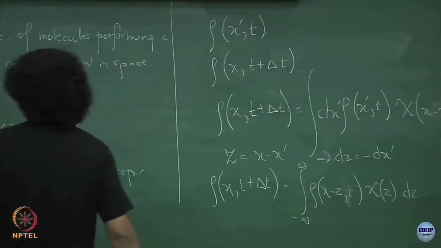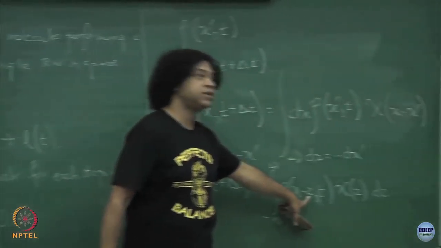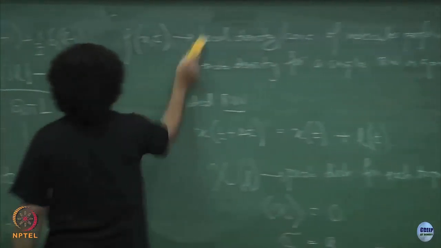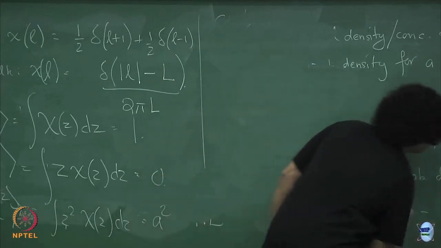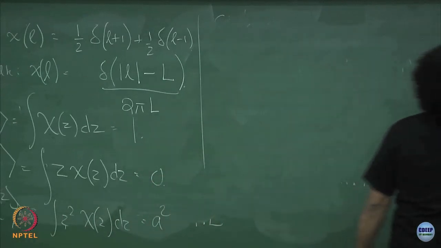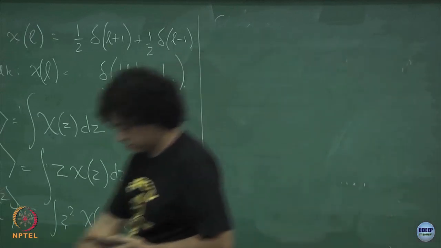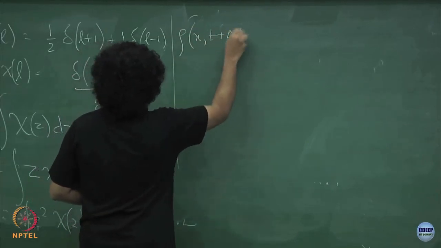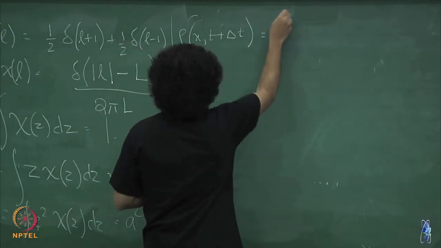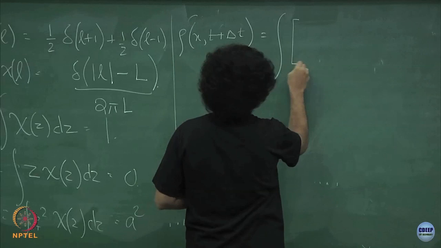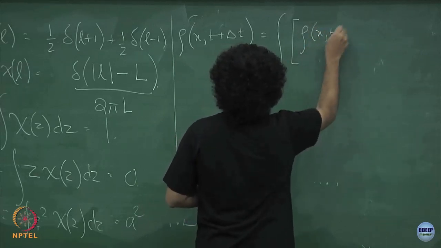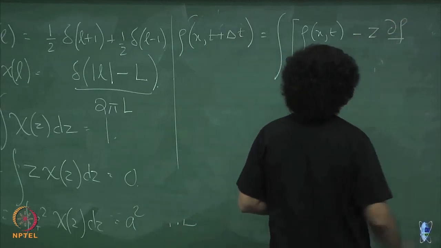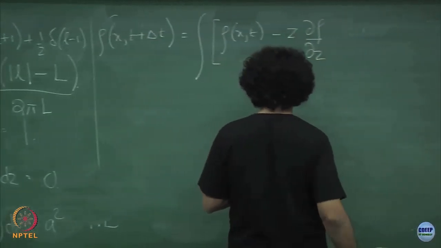Okay. So now I'll expand this rho of x. I'll assume that this step z is small compared to x, and I'll expand this rho of x minus z in a Taylor series. So rho of x comma t plus delta t is equal to the integral of rho of x comma t minus z del rho del x.